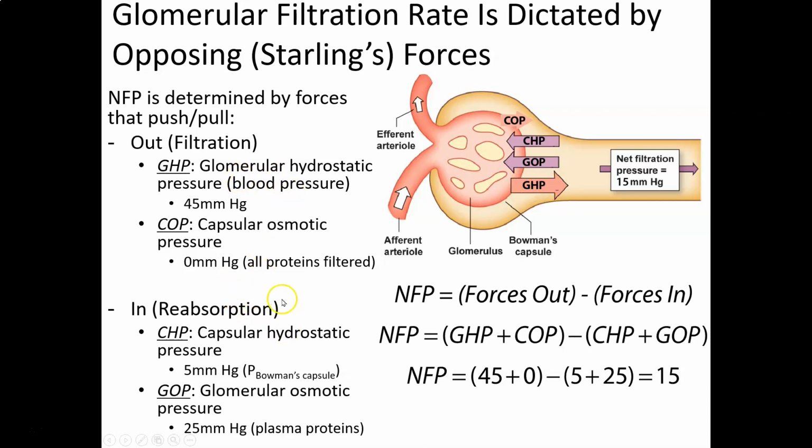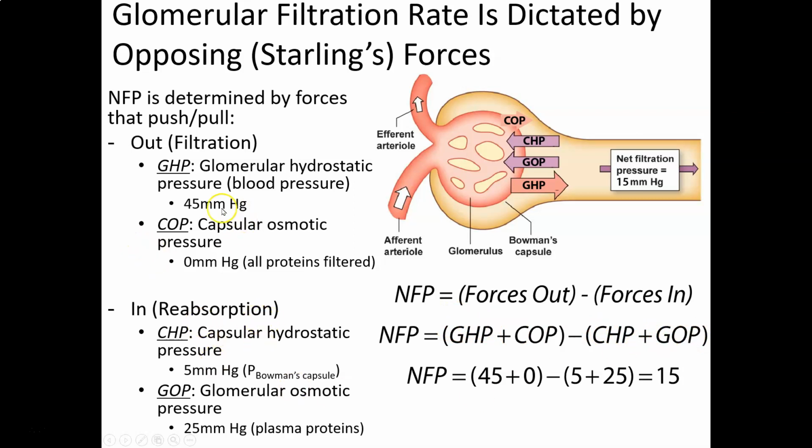So if we assign, just to make math easy, the CHP as 5 millimeters of mercury and the GOP as 25, then we have this NFP equation. This is the exact same equation we had in lab: the forces out minus the forces in. Now we call them a little bit different. Instead of the interstitial fluid osmotic or hydrostatic pressure, we have the capsular, so we use a C. And instead of the capillary one, we use the glomerulus because it's a particular capillary, but it's still the same idea. So we get this formula: GHP plus COP minus, in parentheses, CHP plus GOP. So that's the forces out minus the forces in.